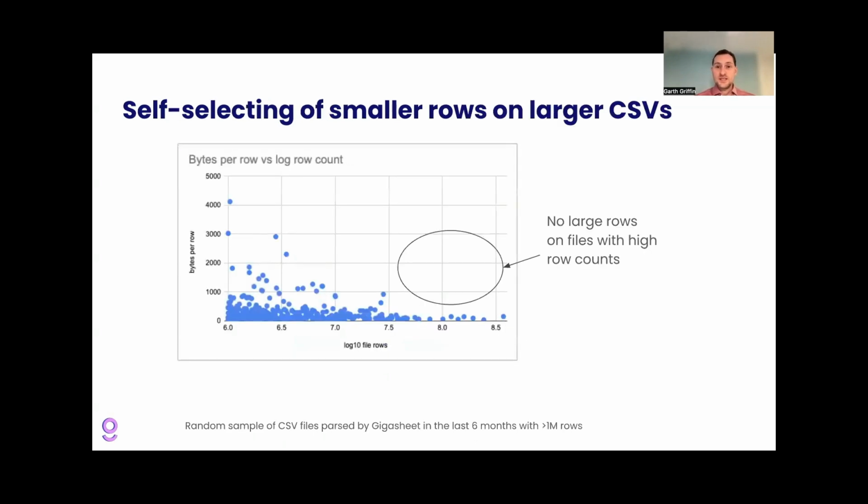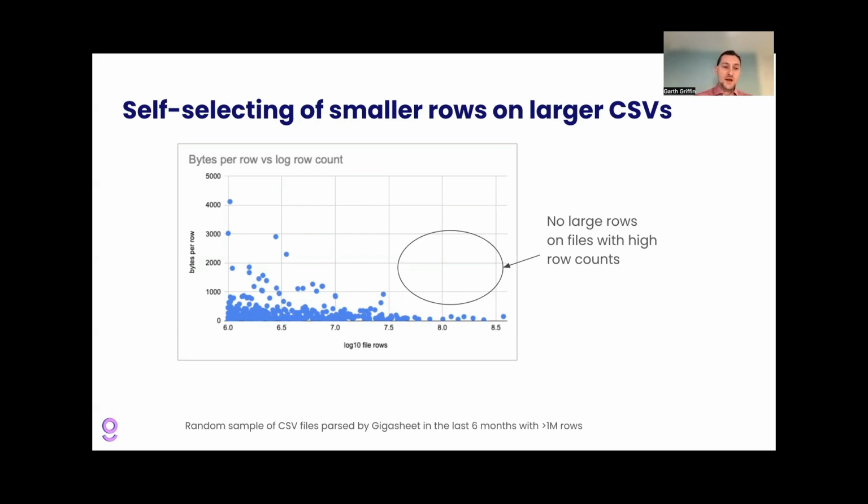Another interesting thing we can see in our data is that users are self-selecting smaller rows in terms of byte count, smaller bytes per row on larger files, which makes sense. Forget about the file contents, just the absolute size on disk of a file. That can add to the pain if you're paying for storage or you're trying to send it around, transmit the data in some way. And so what we see here, the x-axis, is bytes per row, so not file size, but per row size. And on the bottom, the log base 10 of file rows.